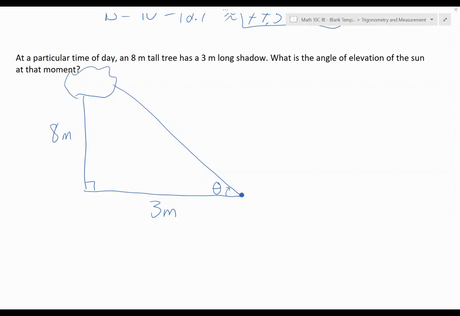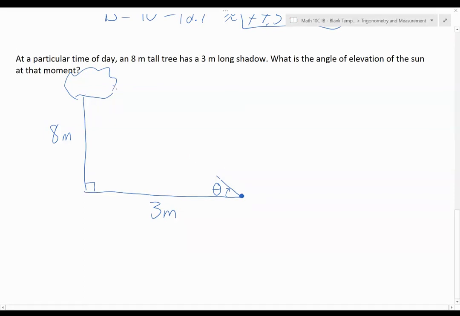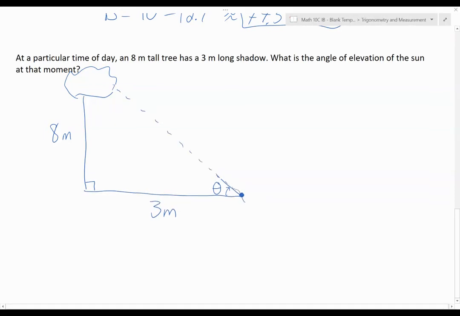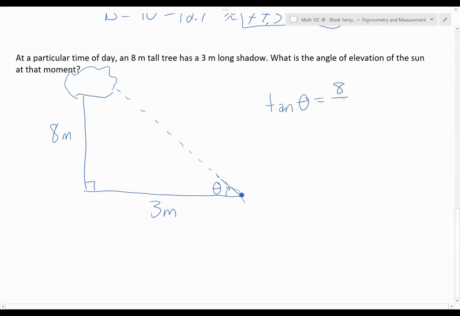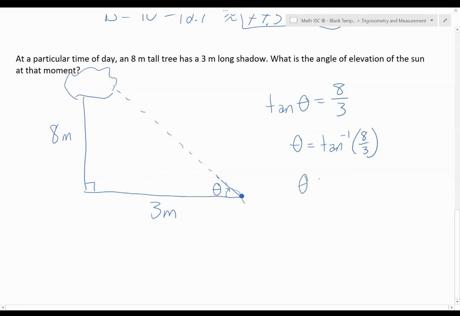The hypotenuse that I've drawn in here is actually just a hypothetical line. It's not a real line that exists. It's more like the rays of the sun as they come down. So I don't need to know its length. In order to find this angle, I have the opposite side and I have the adjacent side, which means I'm dealing with tangent. Tangent of theta equals 8 over 3. So theta is the arctangent, or tan to the negative 1, the inverse tangent, of 8/3. So in my calculator, I do arctangent of 8/3, and we get that theta is approximately 69.4 degrees.